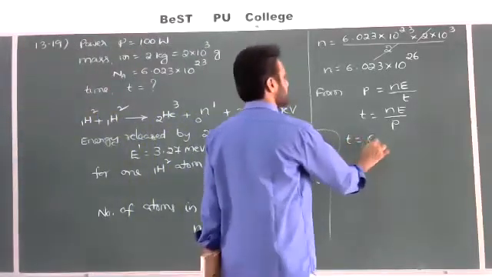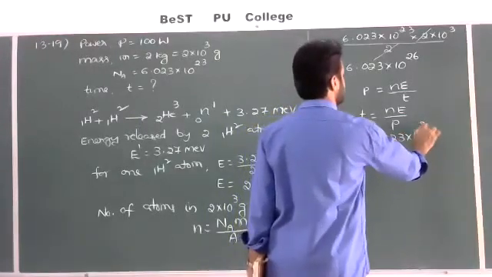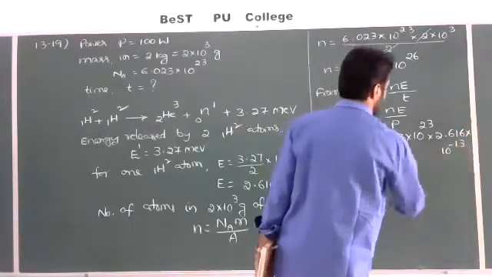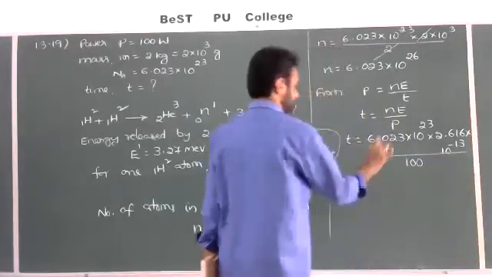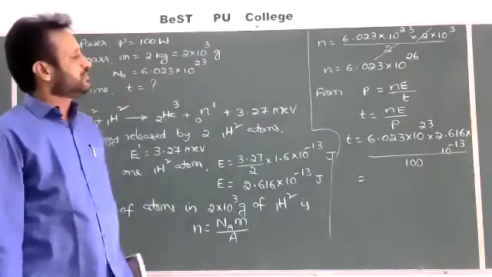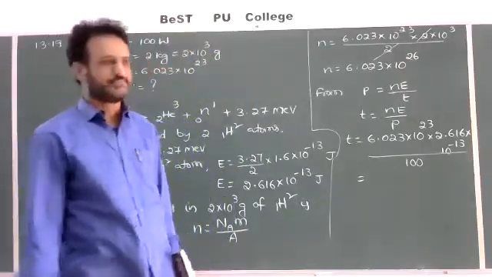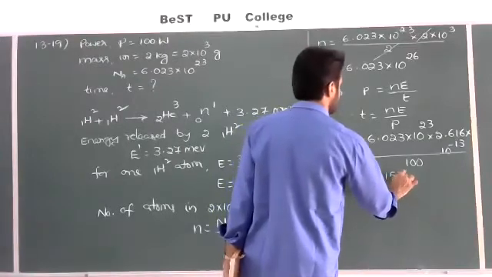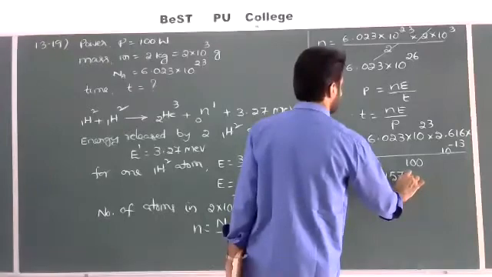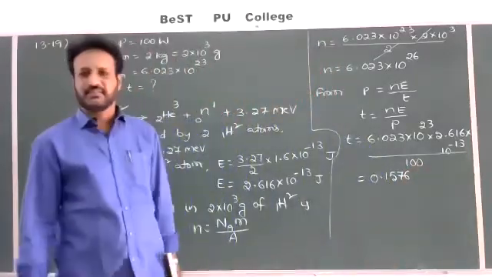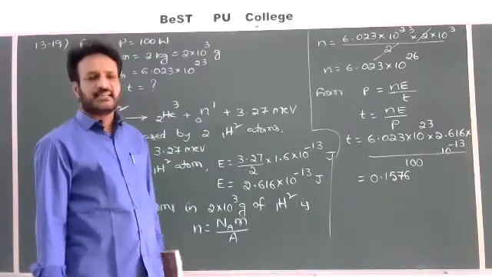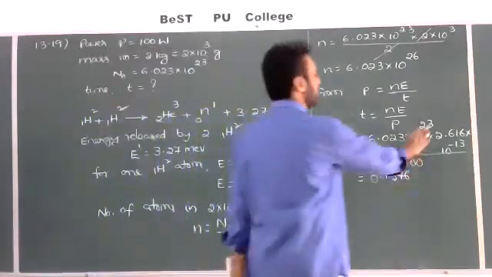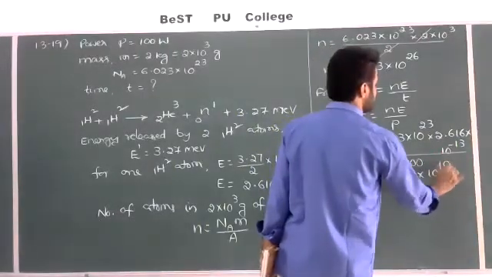Time T is equal to the number of atoms 6.023 into 10 to the power of 23, into energy 2.616 into 10 to the power of minus 13, divided by power, which is 100. 6.023 into 2.616, divided by 100 also. 0.1575, and 75 something means you may round off to 76, so we can write 0.1576 into 10 to the power of 23 minus 13, which is 10 to the power of 10 seconds.